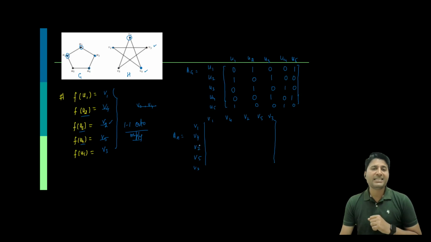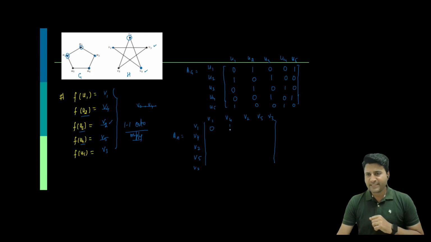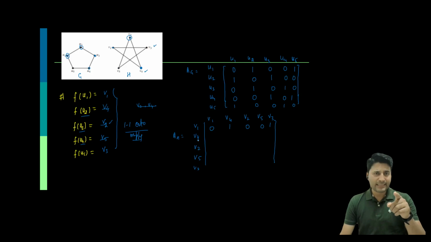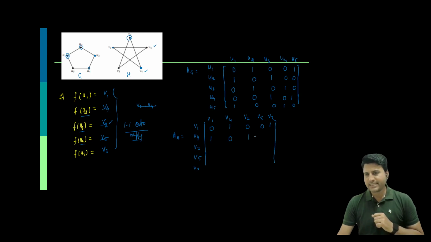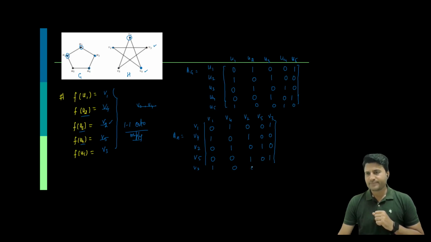Now let us see the adjacency for H. V1 is connected to V3, V4. Where is V3? This is V4, this is V3. Now V4 is connected to V1 and V2. So this is V1, this is V2, rest entries come out as 0. Now V2 in the second graph is connected to V4, V5. So this is V4 and this is V5. Then V5 is connected to V2, V3. So V2 and then V3, and similarly the last one.